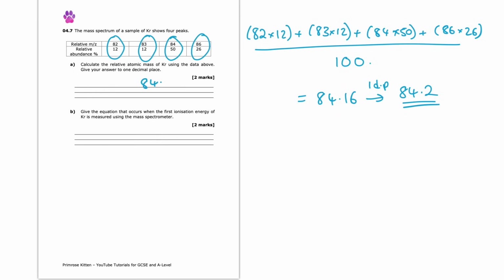Perfect. Okay, so now we need to give the equation that occurs when the first ionisation energy of krypton is measured using the mass spectrometer. So this is going back to what we said in an earlier question, the first ionisation energy is, remember, when we remove an electron from each atom in 1 mole of gaseous atoms to form 1 mole of gaseous 1+ ions. So that there will be our answer. And it's a 2-mark question, and you can see you're getting your mark for the correct symbols in the correct place, and then another mark for the state symbols.